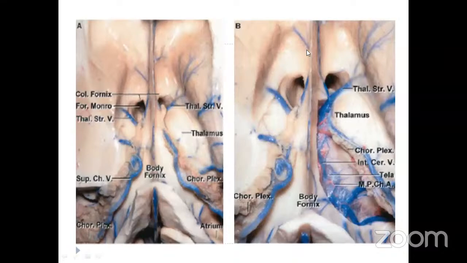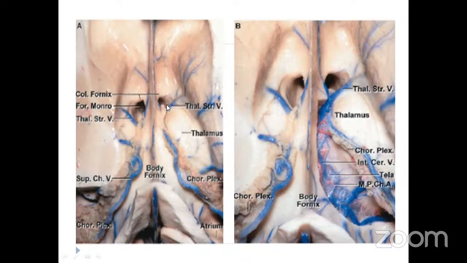So if we are seeing the thalamostriate vein on our right side, this means that we are in the patient's right ventricle. And if we are seeing the thalamostriate vein laterally on the left side, this means this is the left foramen of Monro. So we look at the thalamostriate vein. This vein is always present laterally.